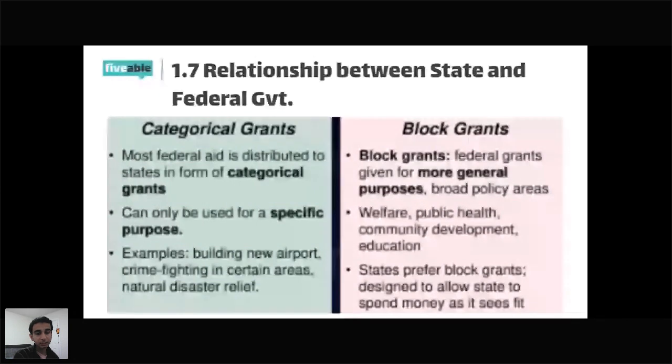Categorical grants are something that the states do not like, because the money can only be used for a specific purpose. Whereas block grants are more general. They don't give you a specific reason for that money. States obviously like this more because they can use it as they see fit and customize it to their own state. In terms of which one is more effective, that's debatable. One thing you should really know from this is that states prefer block grants because it gives them more freedom.